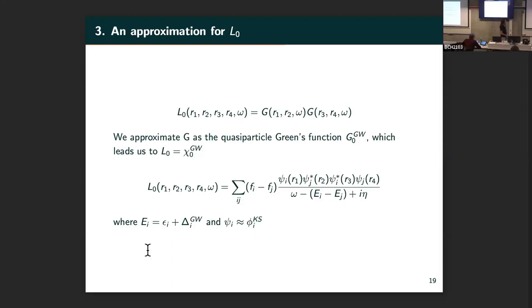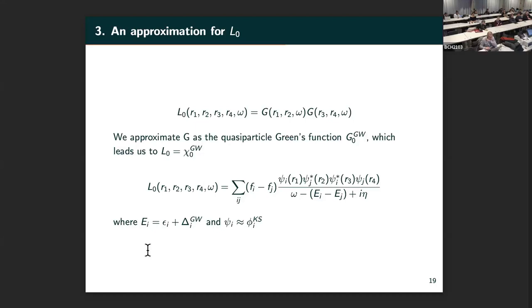Okay, so we also have to perform an approximation to L0 because, as I said before, it is the multiplication of two Green's functions, the dressed Green's functions. As we know, if we calculate the Green's function with the Dyson equation, it will be like a problem without an end. So we'll have to approximate, and the usual approximation is just to consider the G's as the Green's functions that we get out of a GW approximation.